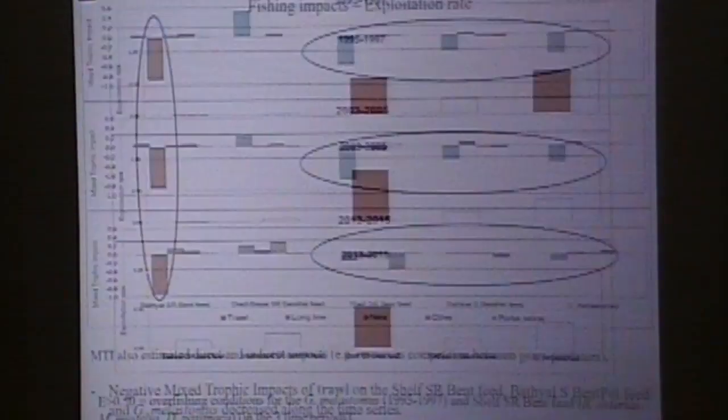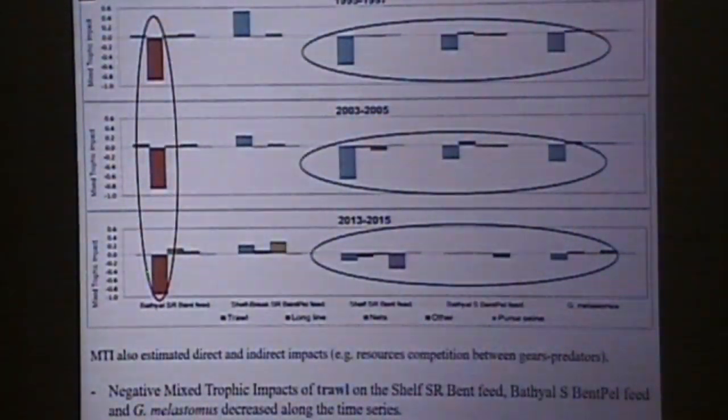These are results from the mixed trophic impact, which show that the negative mixed trophic impact of trawl on the shelf sharks and rays benthic feeders, bathyal sharks benthopelagic feeders, and Galeus melastomus decreases along the time series, whilst the longline shows the highest negative impact on the bathyal sharks and rays benthic feeders. So it's very clear evidence of its role and its impact.